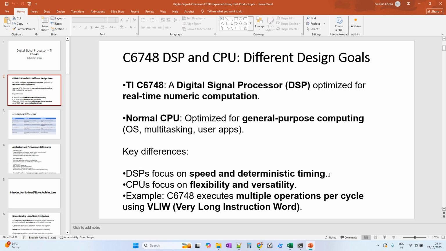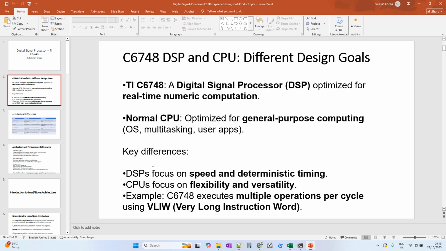DSP is about speed and deterministic timing. Speed means very fast, like the clock frequency in gigahertz is very high in the case of DSPs compared to CPUs. Deterministic timing means branch prediction will not be there in the case of DSPs. In the case of CPUs, branch prediction might be there. On average, CPUs might perform well because of branch prediction, but it is not there in DSPs. Branch prediction means the CPU predicts which branch comes next and starts fetching instructions from that branch. That doesn't happen in DSPs.